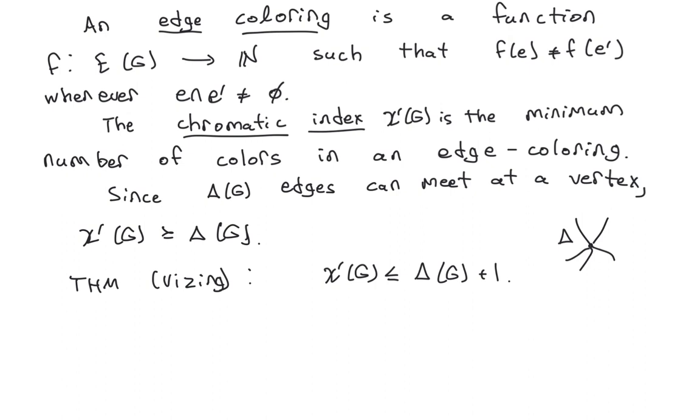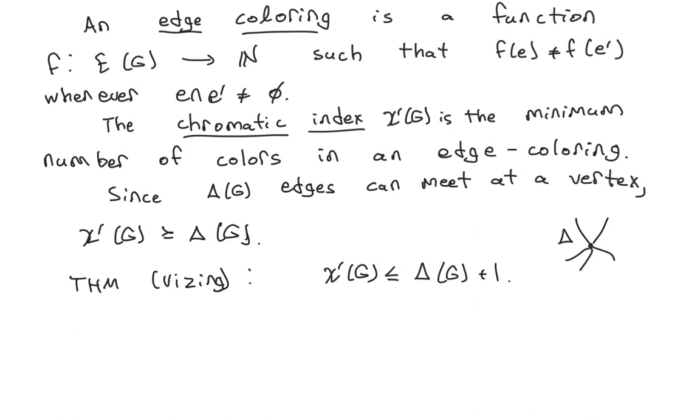However, unlike chromatic number, this ends up being the end of the story because a theorem due to Vizing is that delta G plus 1 is an upper bound. So thus, every graph has chromatic index either the maximum degree or the maximum degree plus 1.